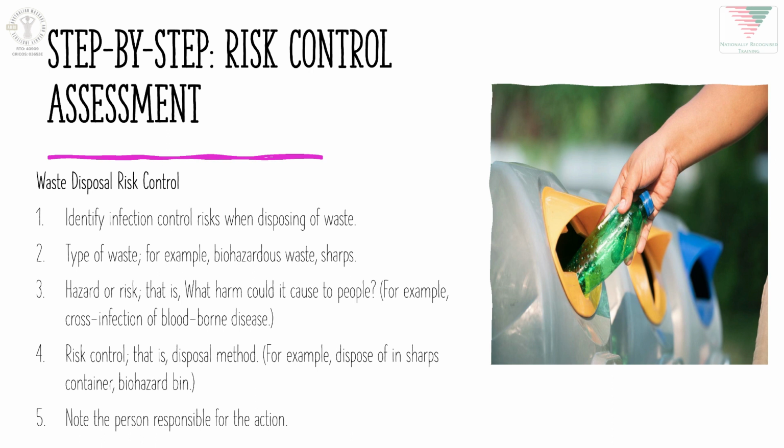Waste disposal risk control. 1. Identify infection control risks when disposing of waste. 2. Type of waste, for example, biohazardous waste, sharps. 3. Hazard or risk, that is, what harm could it cause to people? For example, cross-infection of blood-borne disease. 4. Risk control, that is, disposal method. For example, dispose of in sharps container, biohazard bin. 5. Note the person responsible for the action.